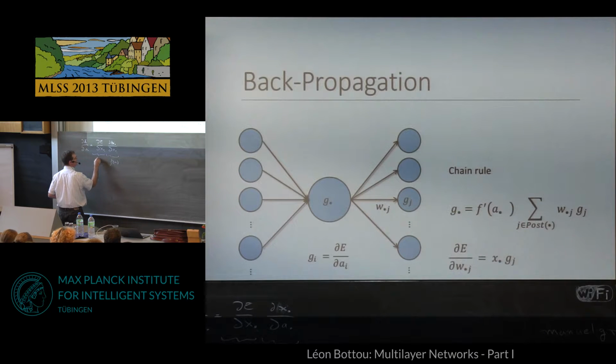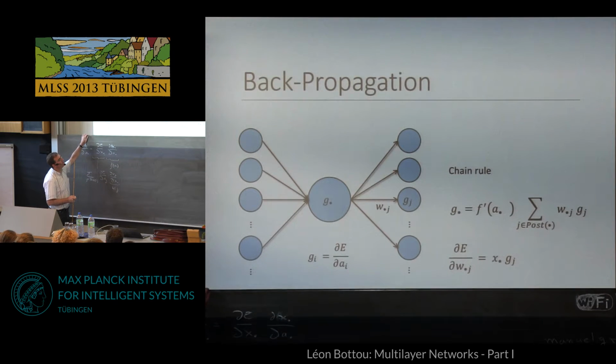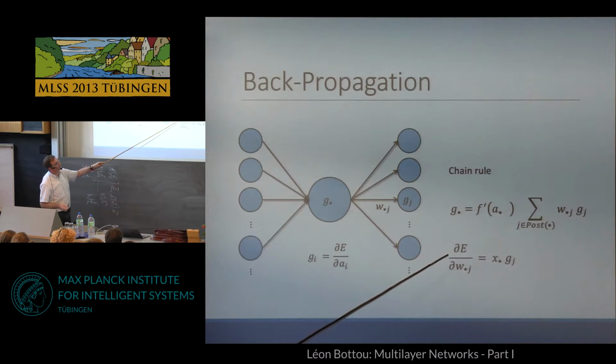And this, I'm going to decompose it even more, chain rule again: sum over all the things that come up afterwards, so over j belonging to the post of i, of dE over daj times daj over dxi. And this happened to be wij. Just a chain rule, nothing complex. And the same way, you can compute that dE over dwij equals xi gj. So when you have this, basically, you have the elements to compute all these derivatives.